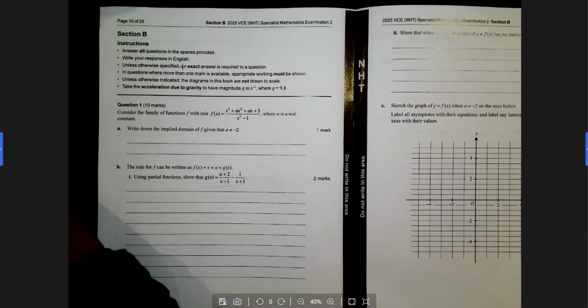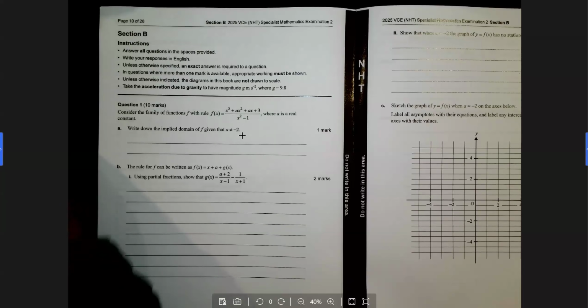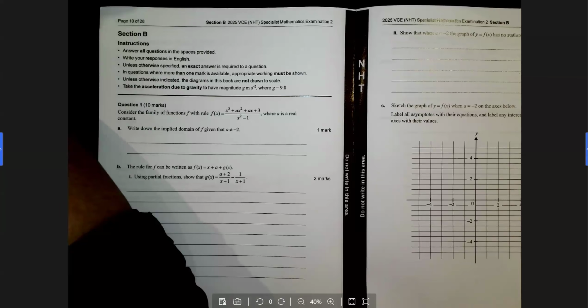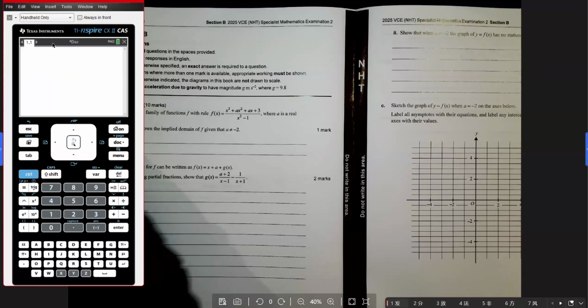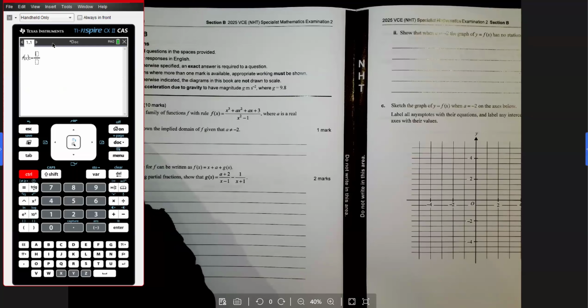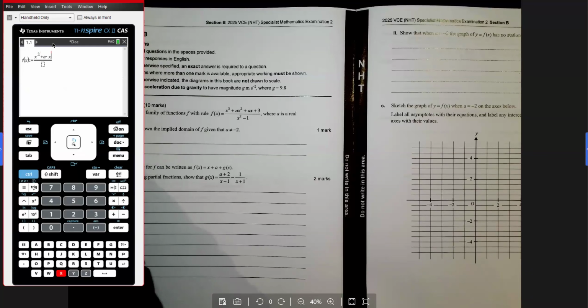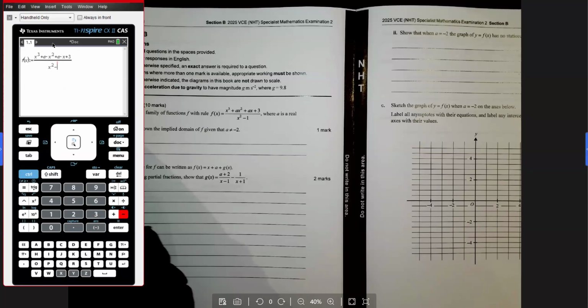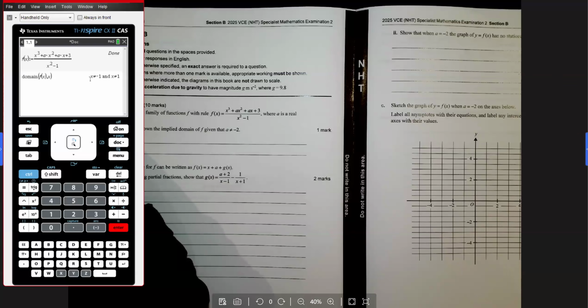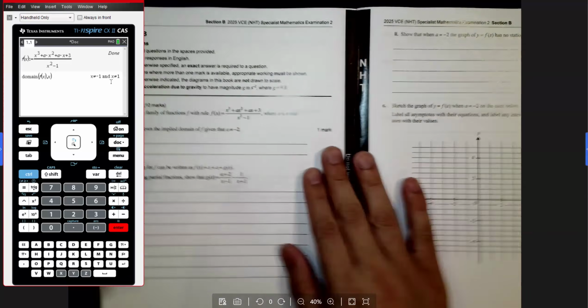We're looking at this rational function, x to the power 3 plus ax squared plus ax plus 3, divided by x squared minus 1. Write down the implied domain of f given that a is not equal to minus 2. So in this case, I'm actually defining this function. Okay, I can use the domain button. So I want x not equal to minus 1 and x not equal to 1.